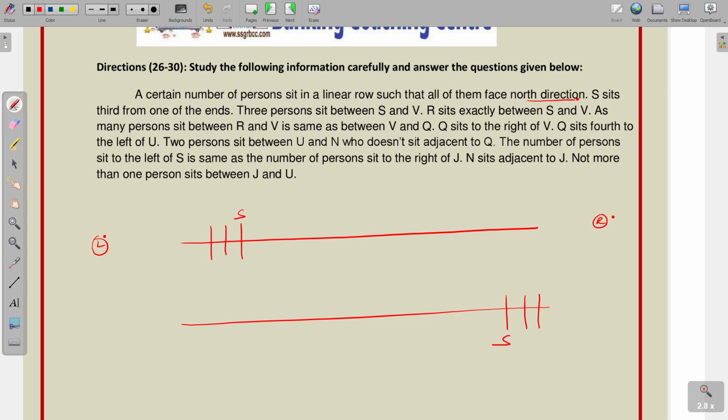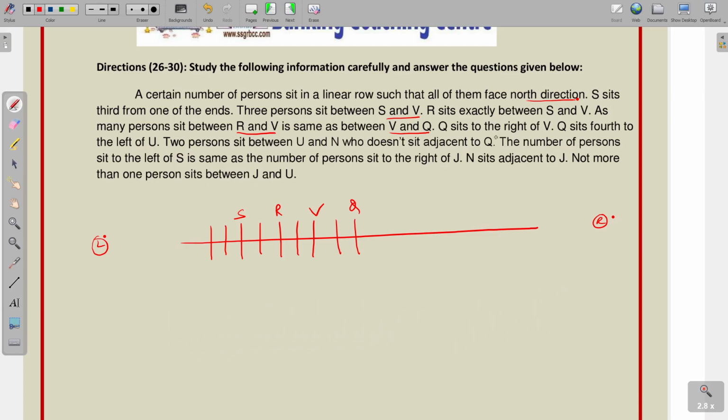Next, three persons sit between S and V. So between S and V there are 3 persons. R is exactly between S and V. So R is placed here and R is placed here. As many persons sit between R and V as between V and Q. So between R and V one person is there, and between V and Q one more person is there. Here also the same possibility. Q sits to the right of V. So here Q is to the right of V, here Q is to the left of V. So this possibility is not correct.